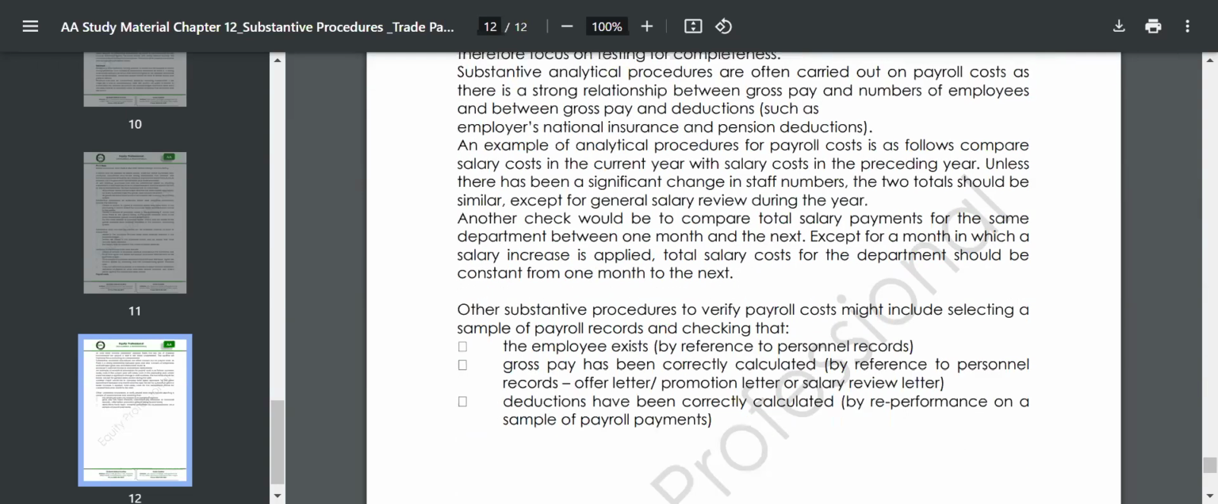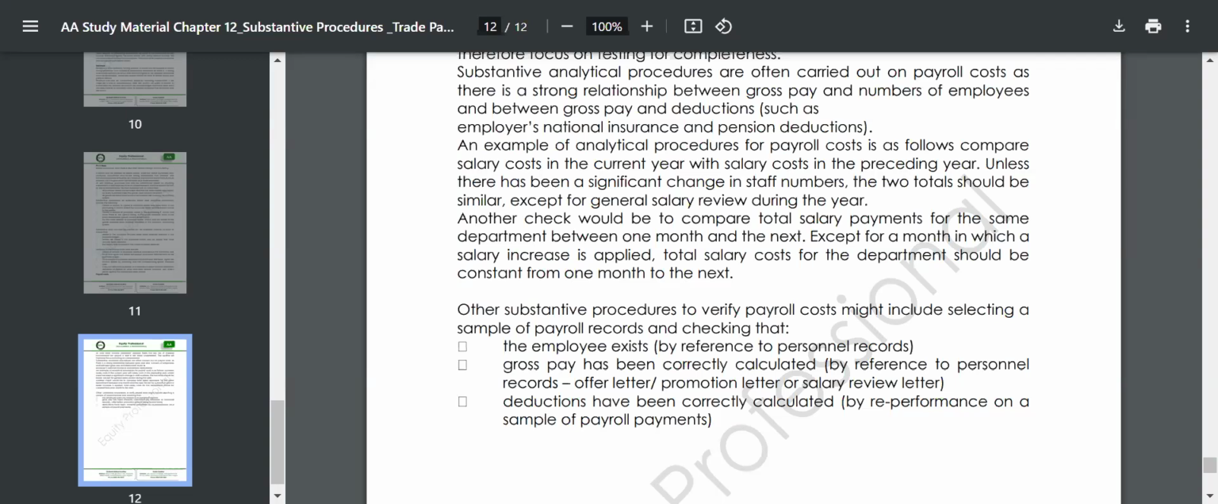So the substantive procedure: you check that the employee exists. You go to HR, ask for the personnel record, and you match it with the pay. Then you ask for a list of those that have left the company, and you check whether their names have been removed from the payroll system. All of these things are what happen in real life. So for a listed company, they are not a joke.